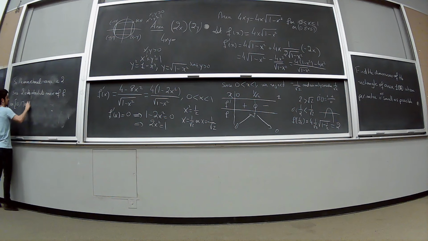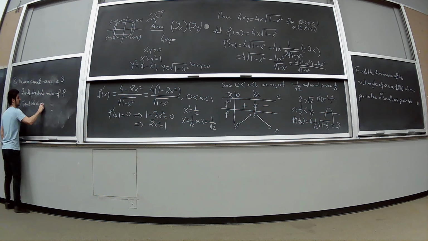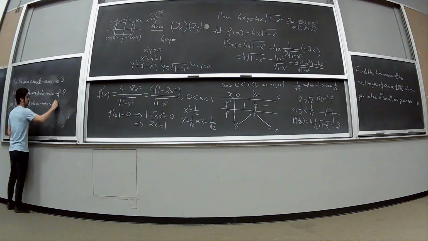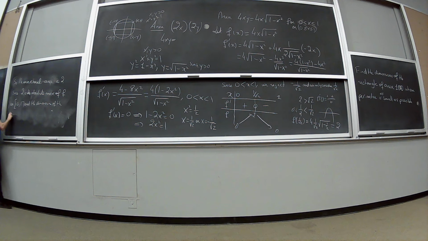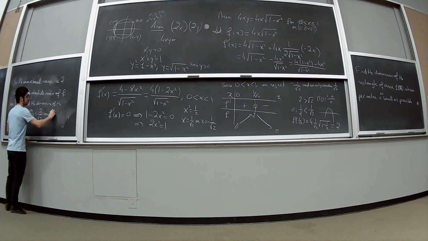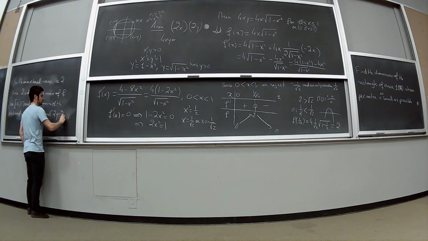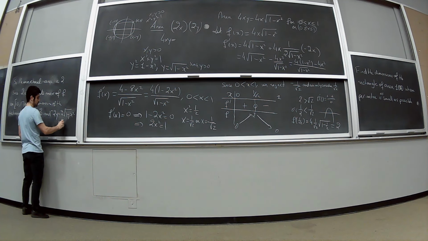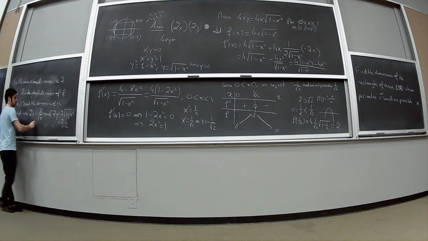And the dimensions of the rectangle: what are the dimensions of the rectangle? The dimensions are 2x, which is 2 over root 2, and 2y, which is 2 square root of 1 minus x squared, which is 2 times 1 over root 2. This is equal to 2x is equal to root 2.